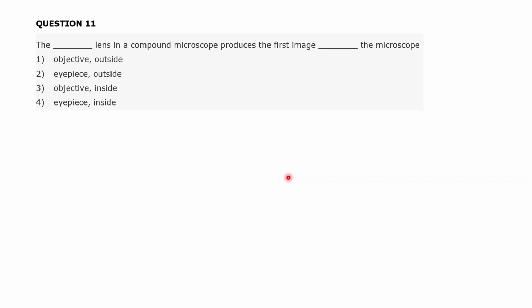So coming to question number 11: which lens in a compound microscope produces the first image of the microscope, the objective or eyepiece, inside or outside, which might be the answer. Yeah, I'm getting option number 3. Any other option? I'm again getting option number 3. Yeah, so the answer to the question is, you are right.